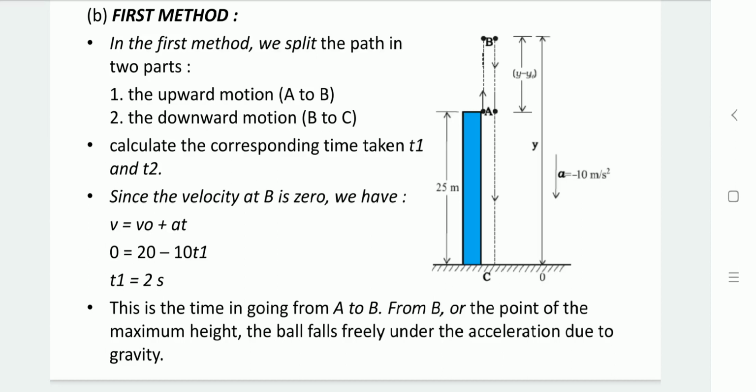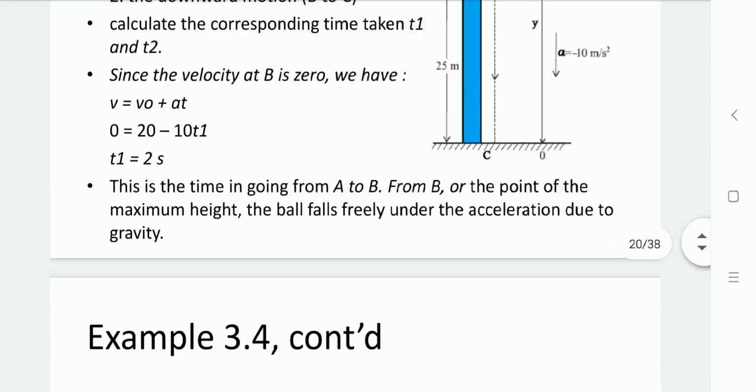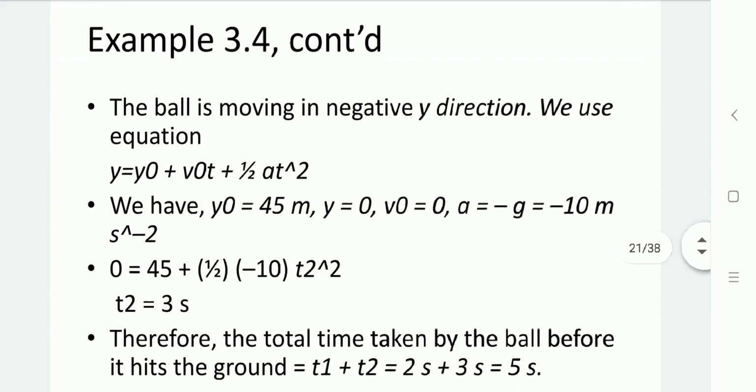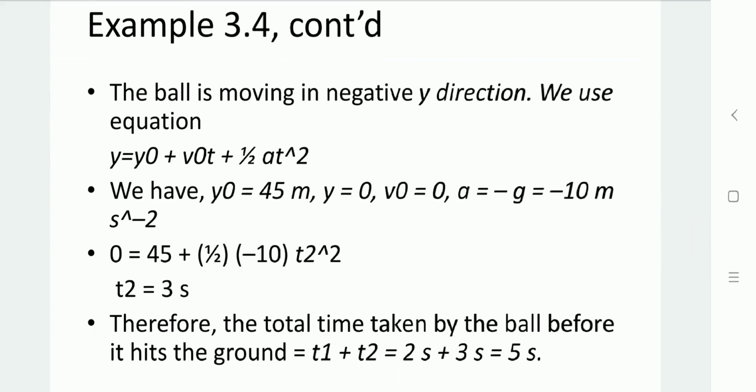Now from point B, after reaching the height, the ball falls freely towards the ground under the acceleration of gravity. The ball is moving in the negative y direction. So we can use the equation x equal to x0 plus v0t plus 1/2 at square. Instead of x, we have the y direction notation, so this equation becomes y equals y0 plus v0t plus 1/2 at square.